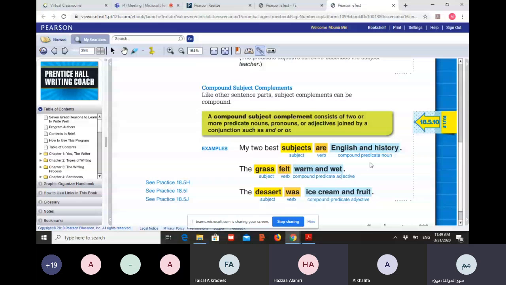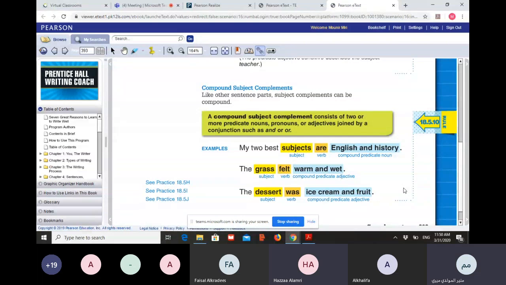The grass felt warm. Wait a minute, please. Can you read the compartmentalization of the sentence? What is written in blue under each part of the sentence? Under subject, and under verb: are. English and history, compound predicate noun. Excellent. The verb are, is it a linking verb or an action verb? It's a linking verb. Excellent. And we have a compound predicate noun, English and history, and and is a conjunction that connects two words. Yes, please. Next, carry on.